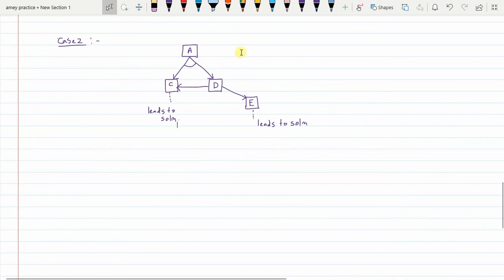This is the second case. As you can see in this particular graph, node A, when you expand further, has the child nodes C and D. Now subgoal C and subgoal D are dependent on each other because there is an AND arc over here. To solve A, I have to solve C as well as D. Fine, but also see that if you expand from node C, it leads to a solution. Similarly, if you expand from node E, assume that node E also leads to a solution.